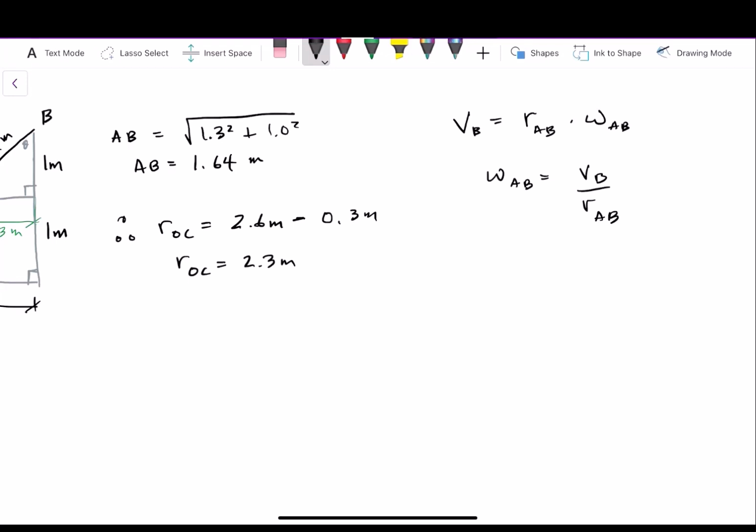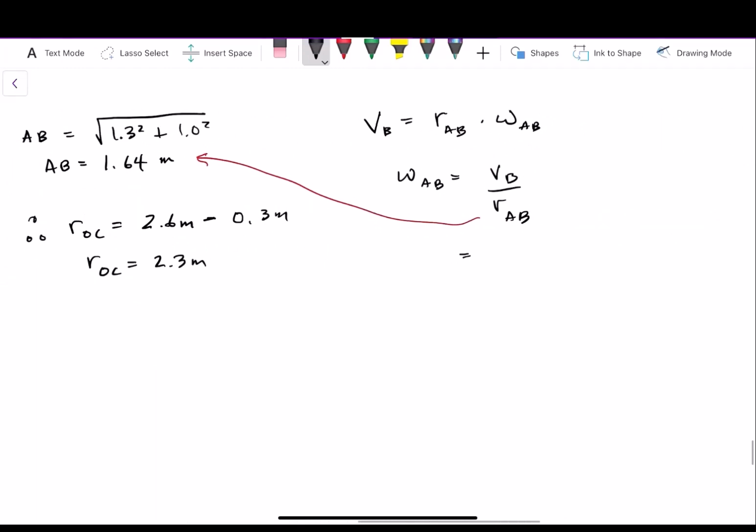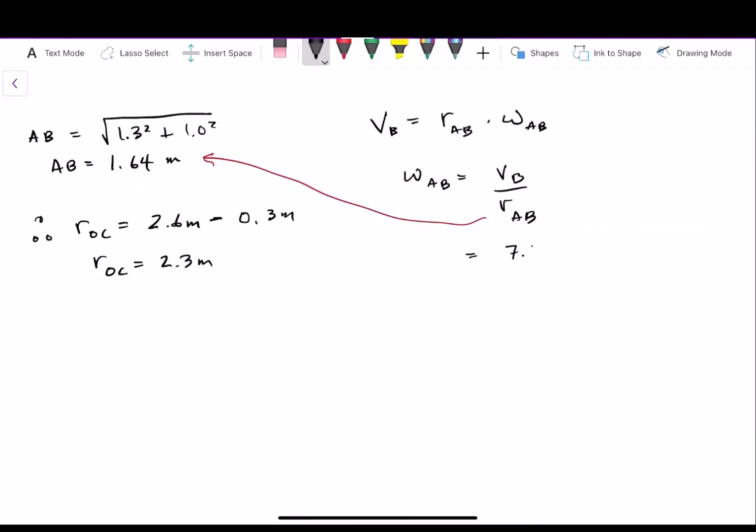Well, RAB is just 1.64 meters. That's what we found right here. And so we take our velocity at B that we calculated to be right over here, 7.13. So that's 7.13 meters per second over 1.64 meters. And so omega AB then is equal to 4.35 rads per second. And that's the answer for the second part of this problem.